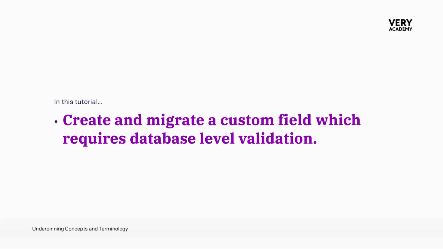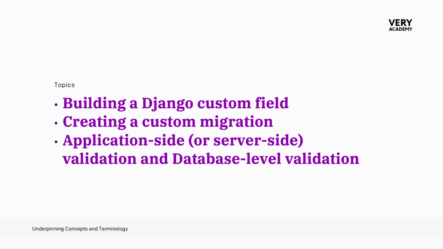In this tutorial, we're going to learn how to create and, more importantly, migrate a custom field, which requires database level validation. If you are familiar with building a Django custom field, you can of course skip the first section of this tutorial. The main event is discussing and creating a custom migration for this new Django custom field that we are building. During our discussion, we will explore two key aspects of validation: server-side validation and database level validation.